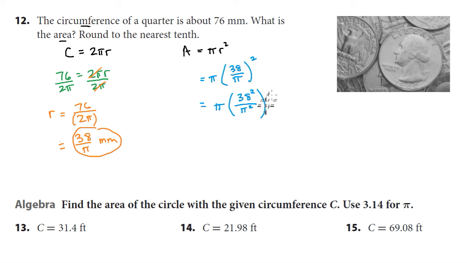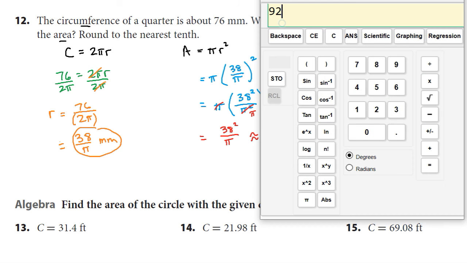And now I can do a little bit of simplification here. I see now I have pi in the numerator and pi times pi in the denominator. So I can cross this off, and I can cross this off and just change it to pi. So now I've got area is equal to 38 squared divided by pi. Let's go ahead and put that in our calculator and round it to the nearest tenth.